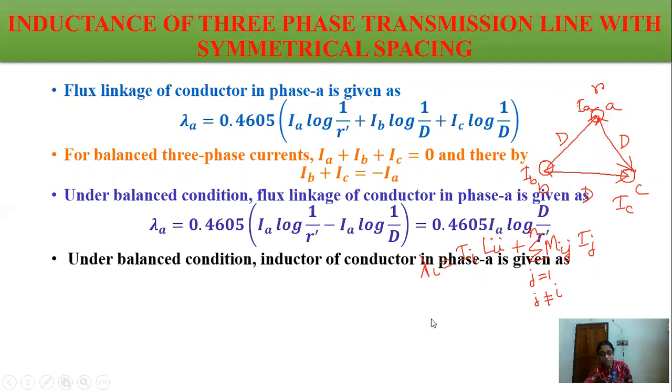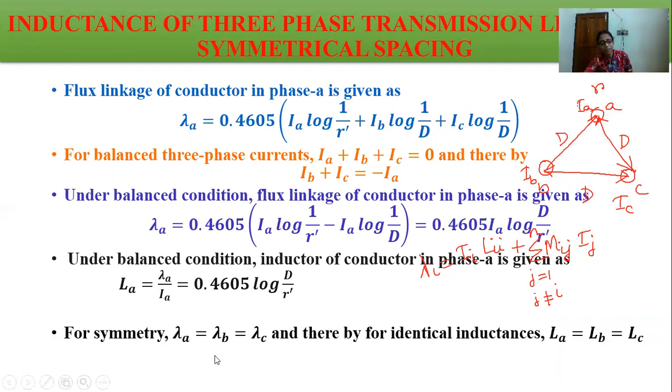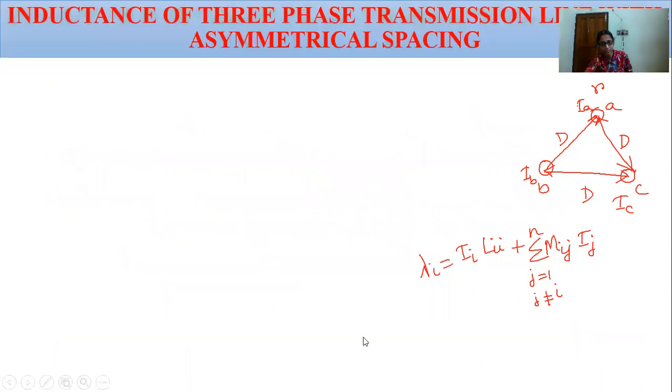Under balanced condition, the inductance of the conductor in phase A can be written as lambda A divided by IA, which is nothing but LA equals 0.4605 log D by R dash. And as we have assumed symmetrical spacing, lambda A equals lambda B equals lambda C, and thereby we will have identical inductances. That is, the inductance for all the three phases will be equal in magnitude: LA equals LB equals LC.